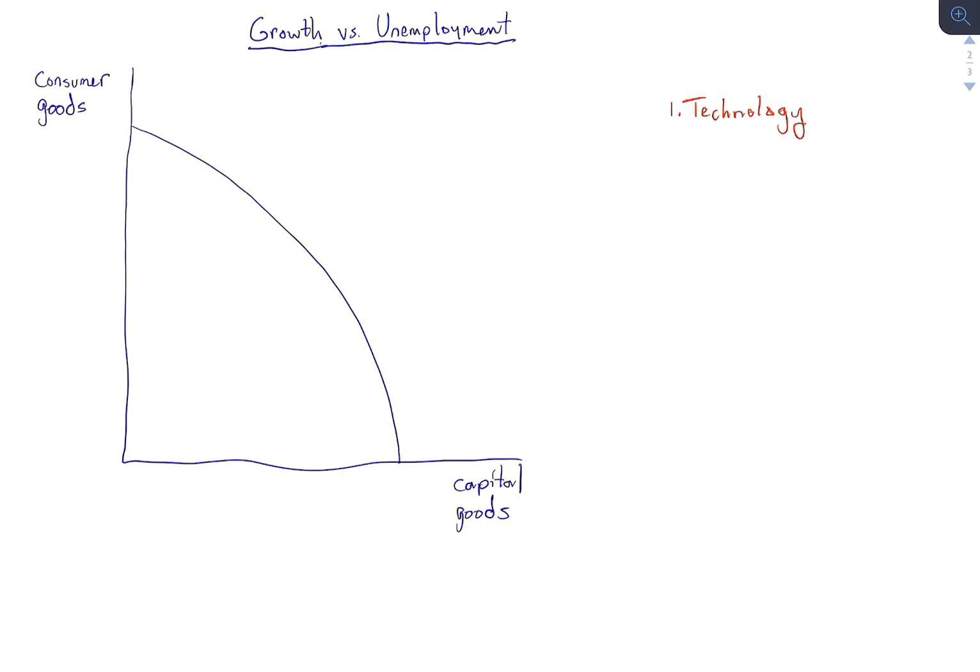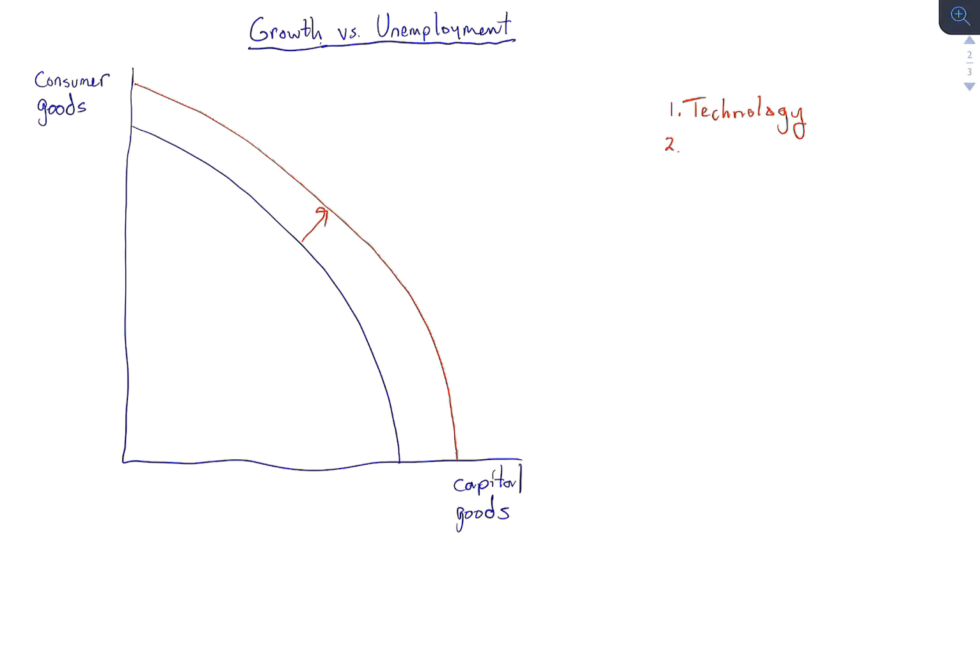So technology, if we had technology that is going to be equally applicable to the production of capital goods and consumer goods, that makes us somehow more productive. In other words, with the same inputs, we can produce more outputs. Then this is going to be the effect.